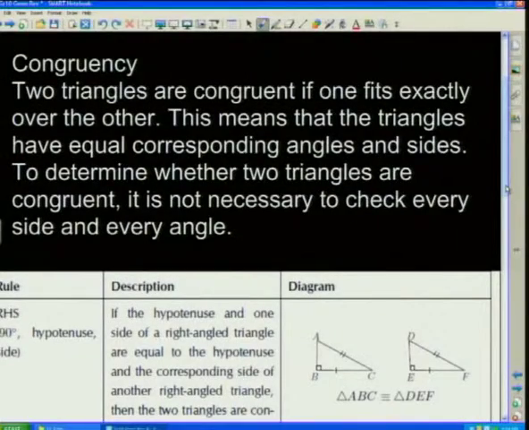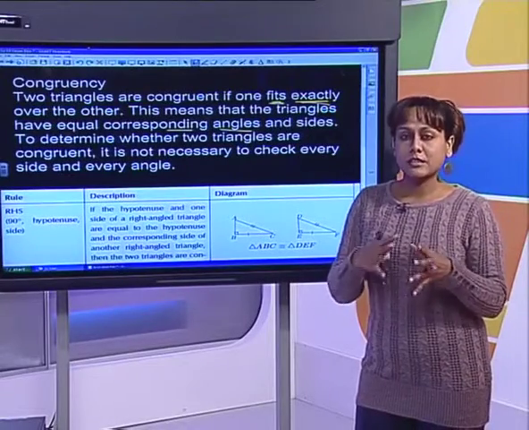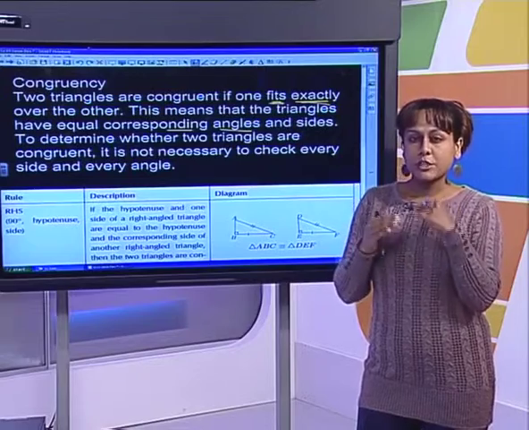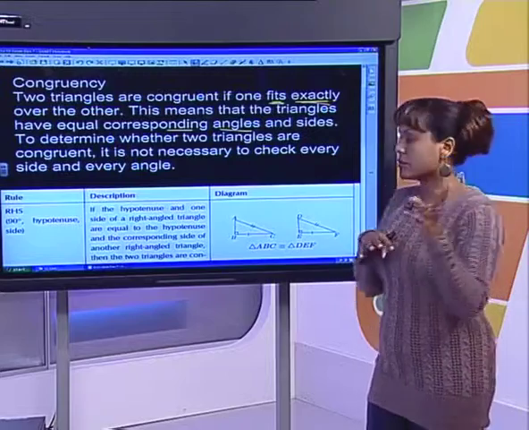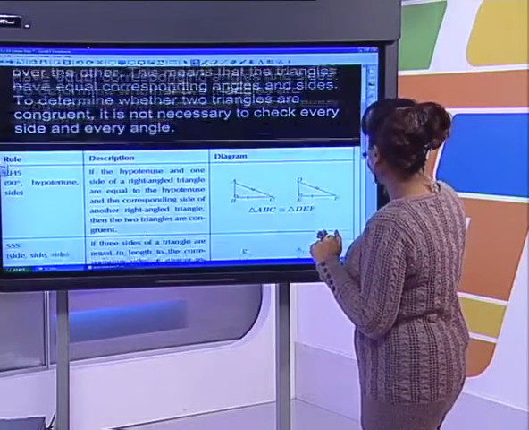Now you'll remember congruency is really just another way to say that one triangle fits exactly over the other. So they're sort of replicas of each other. And what this means is that the triangles have equal corresponding angles and sides. Now, to determine whether two triangles are actually congruent, you don't have to show that every single angle and every single side is equal. That's not how you do it. Remember, there's special cases in congruency to show whether two triangles are congruent. Those special cases, let's have a look at them quickly.